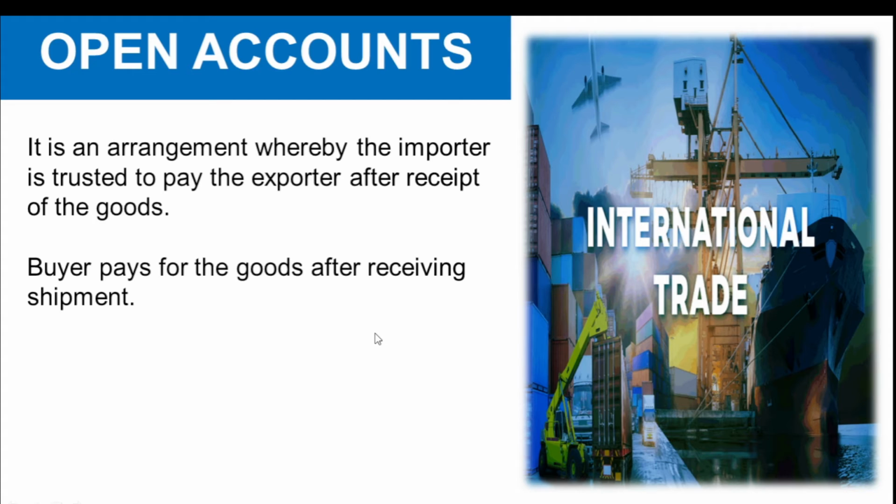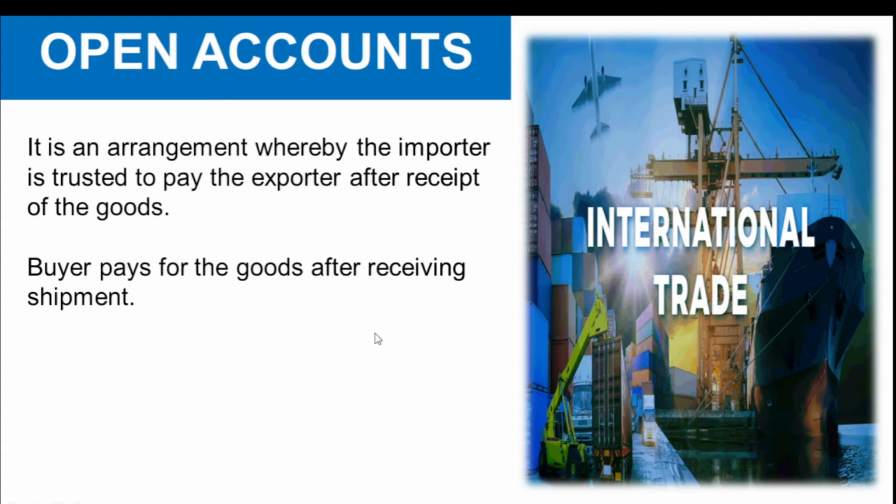So what was happening in advance payment? Buyer made the payment and after that the goods were shipped by the seller. Here, buyer is paying for the goods after receiving the shipment. So seller has shipped the goods, buyer has received the goods, and after that he is making the payment. So who is on the riskier side? Now the seller is on the riskier side and buyer is not at any risk because anyways he will be making the payment after getting the goods.